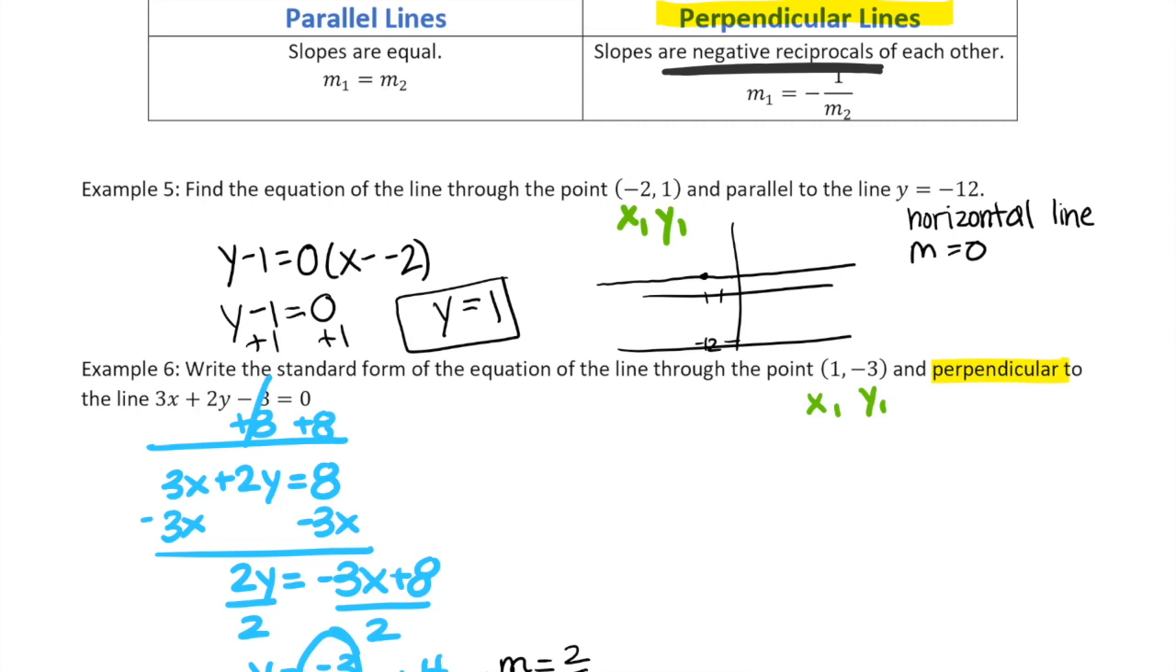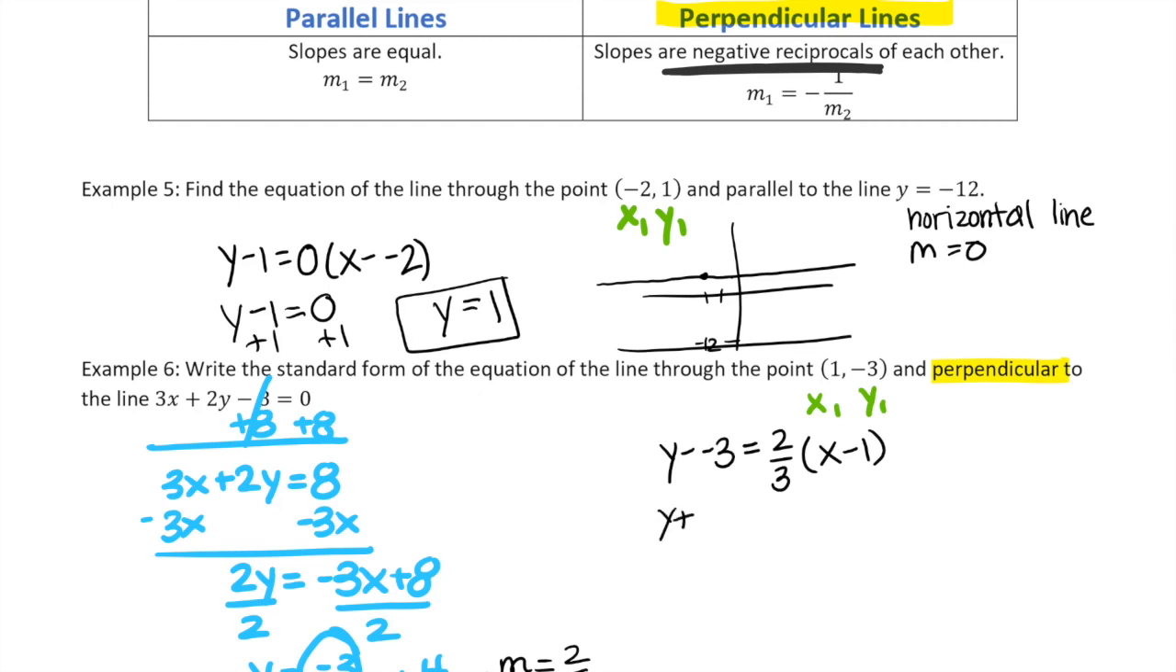Okay, so it says to write the standard form of the equation of a line, but the information I have is a point and I have the slope. So I'm going to start with point-slope form, just based off the information I have. So I do y minus y1, that was my -3 there, y minus y1 equals m, which we found was a positive 2/3, times x minus x1. Okay, so this is an equation of a perpendicular line, but they said they wanted specifically a standard form of the equation. So let's rearrange this.